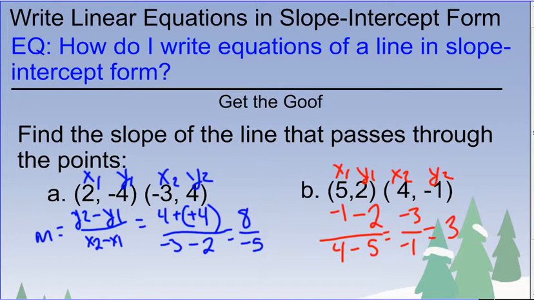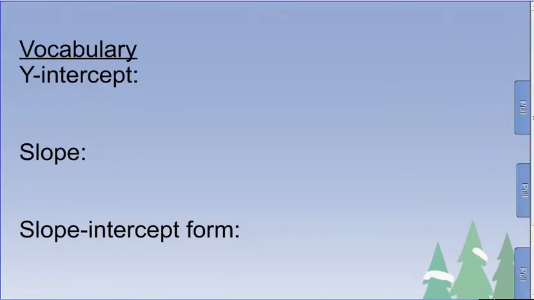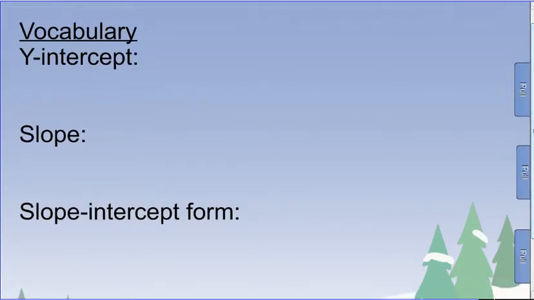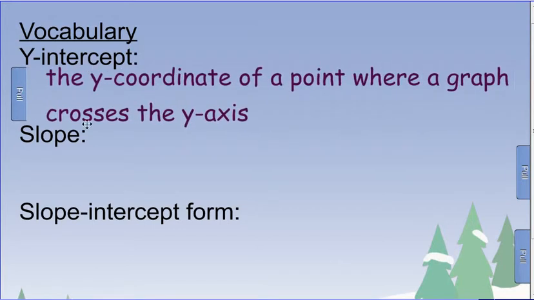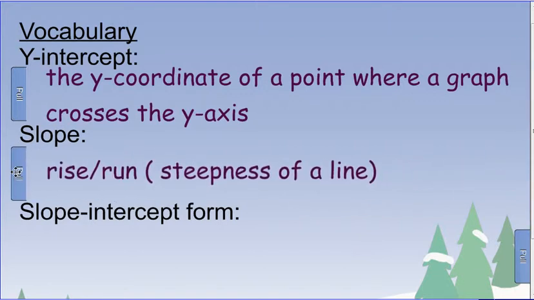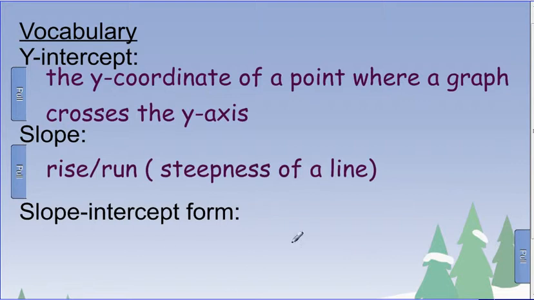So let's take a look at the vocab. We've got a couple words. We should already know what all these words are because we've talked about slope-intercept form before. The y-intercept is the point where the line crosses the y-axis. Slope of a line is the rise over run. It's the steepness, and usually we have that abbreviated by the variable m. So that's m equals y2 minus y1 over x2 minus x1. That's how you find slope.